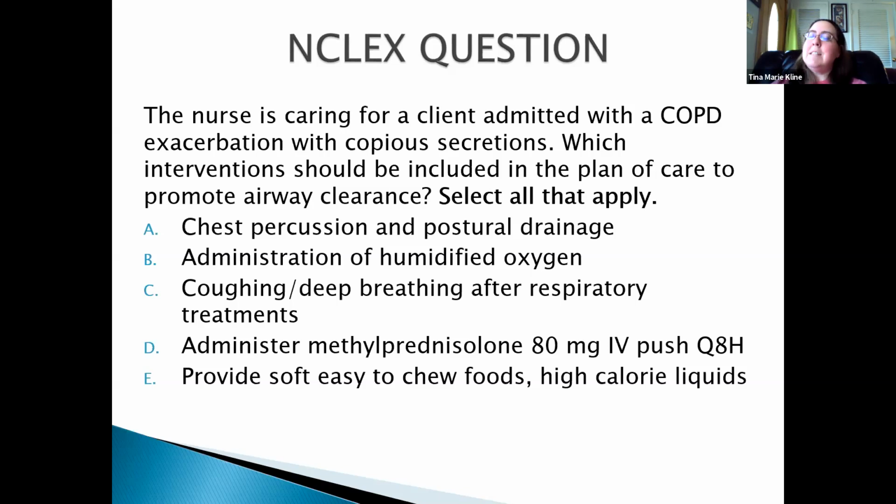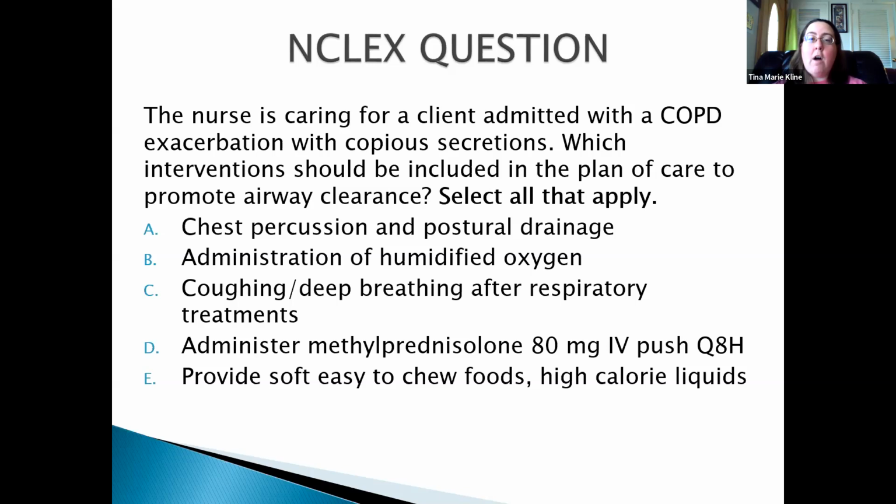Think it through. Same type of thing. This is why we promote hydration in the patient. It's going to loosen them. It's going to thin them. So is the humidified oxygen going to help airway clearance? You betcha, because it's going to make it easier for them to cough it up. So that's really important. We're looking at promoting airway clearance. So we like B.